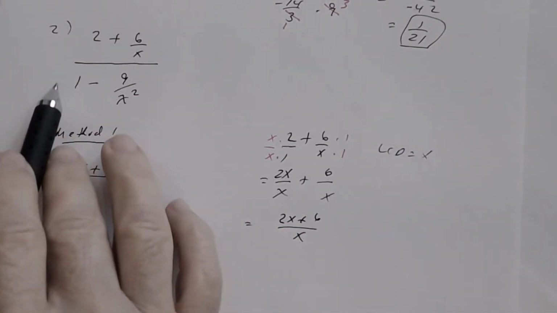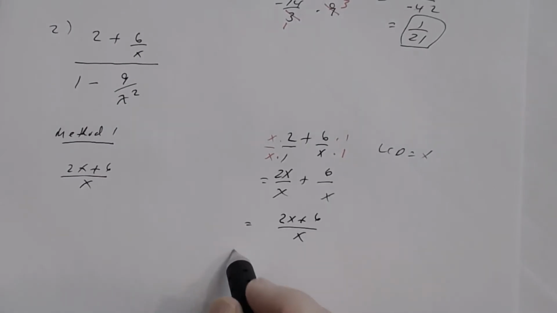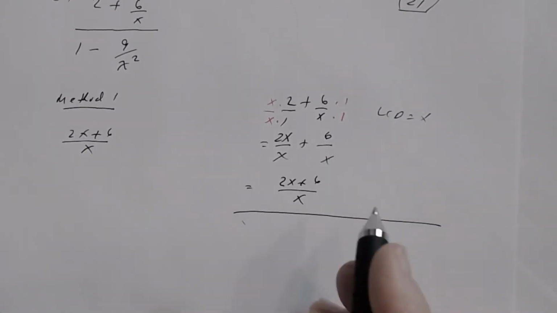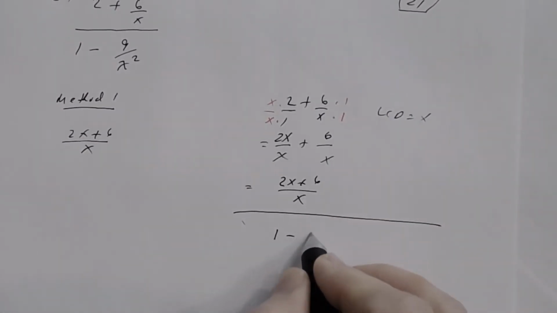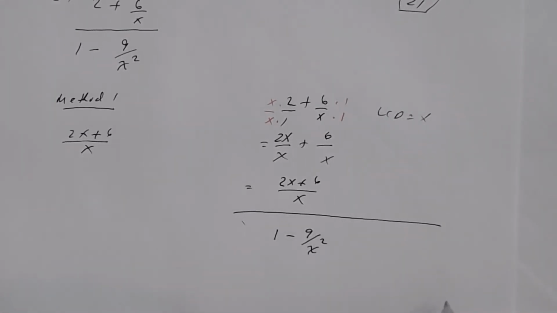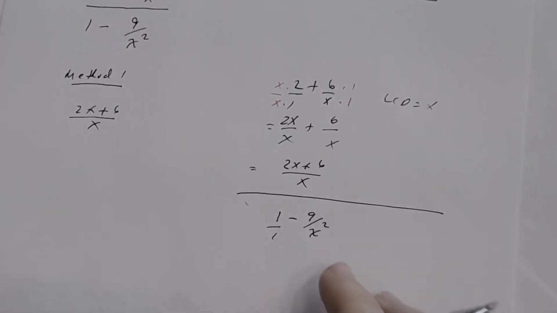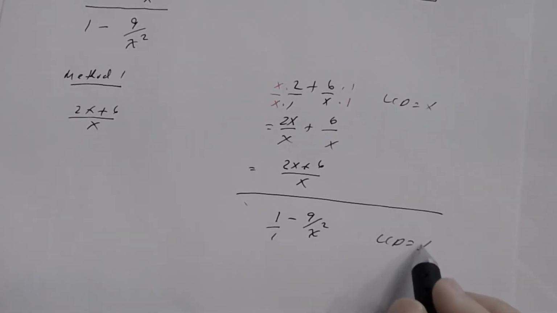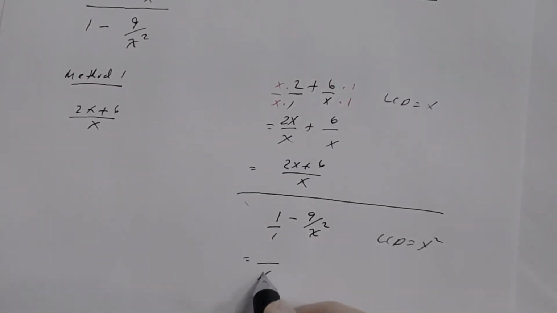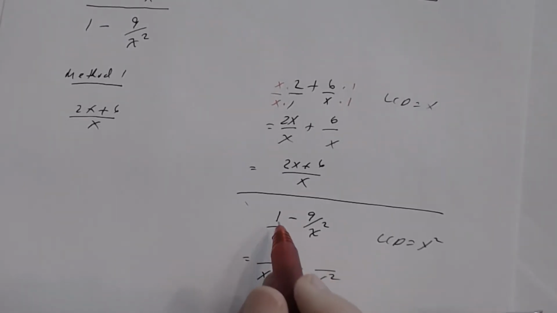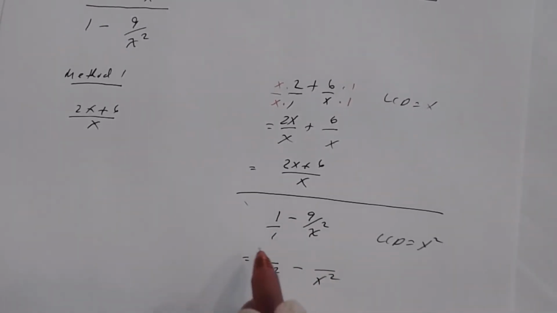Then I look at the denominator now. So if I go to the denominator, I have 1 minus 9 divided by x squared. And so I'm going to write this as 1 over 1. And so the LCD here is x squared. And so I'm going to write 2 fractions with x squared as the denominator. I have a 1 here. I want to get an x squared. So 1 is equivalent to what rational expression with x squared as the denominator?